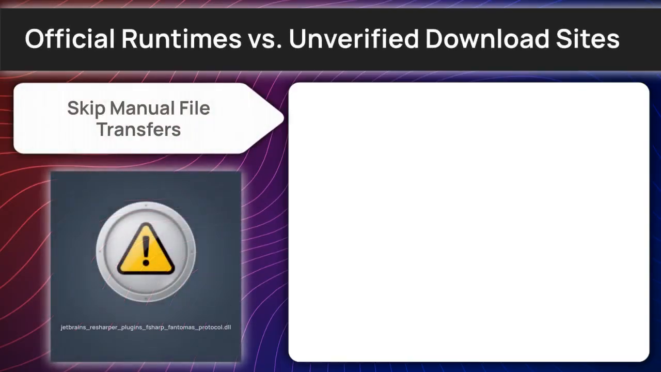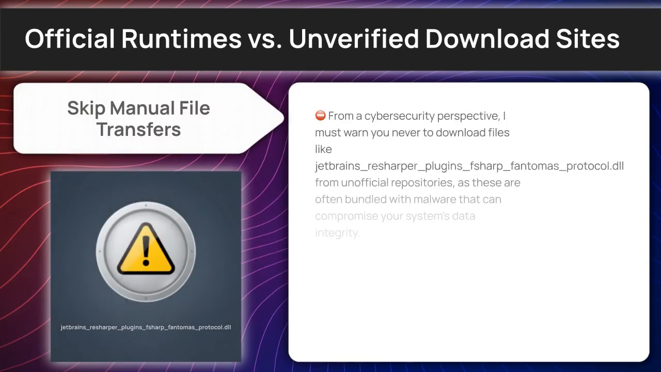To ensure long-term stability, we should review the safety risks associated with unverified file sources. Protect your digital environment by ignoring unofficial download links for the JetBrains ReSharper plugins F# Fantomas Protocol Module DLL that could lead to identity theft or the permanent loss of sensitive project files.